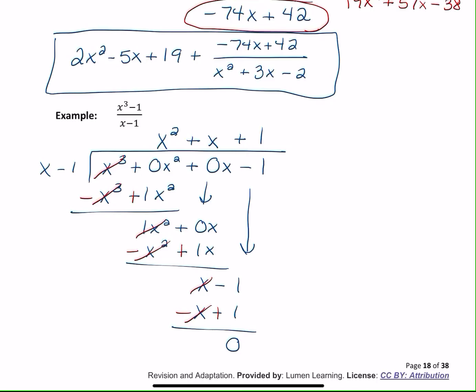So here I don't have a remainder. So my answer is just the x squared plus x plus 1. So that evenly divides into that polynomial if it has no remainder. Okay, so that's a bunch of examples of long division. We have another method called synthetic division, but we'll cover that in the next video.